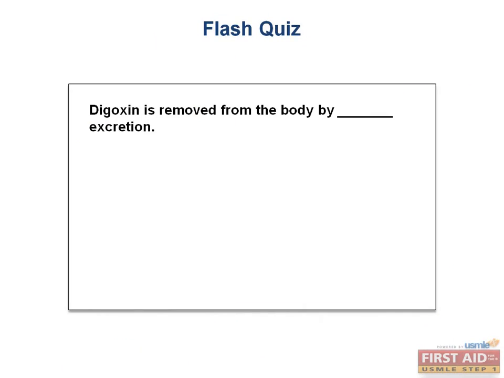Alright, let's do a quick flash quiz just to reinforce a little more digoxin knowledge. Digoxin is removed from the body by blank excretion. This is a straight, simple question. Remember, we discussed how you need to be careful about the administration of digoxin with renal failure patients because it is cleared by the kidneys. So it is cleared by the urinary system, aka the kidneys.